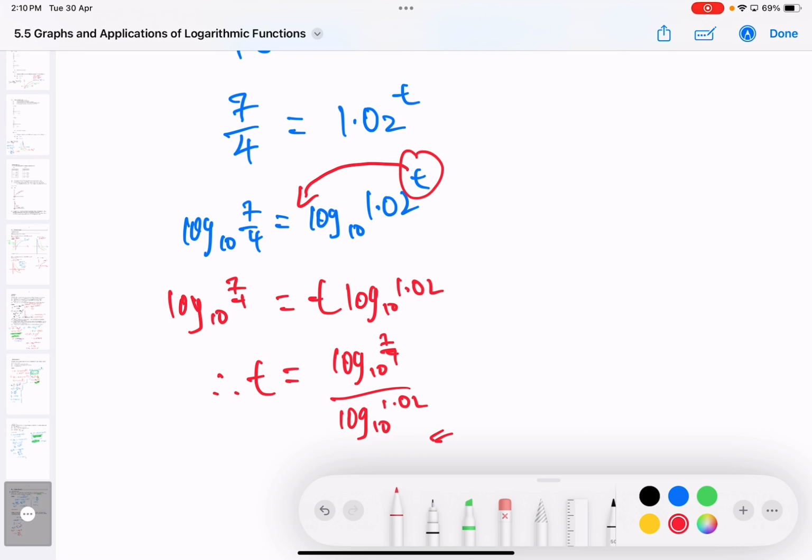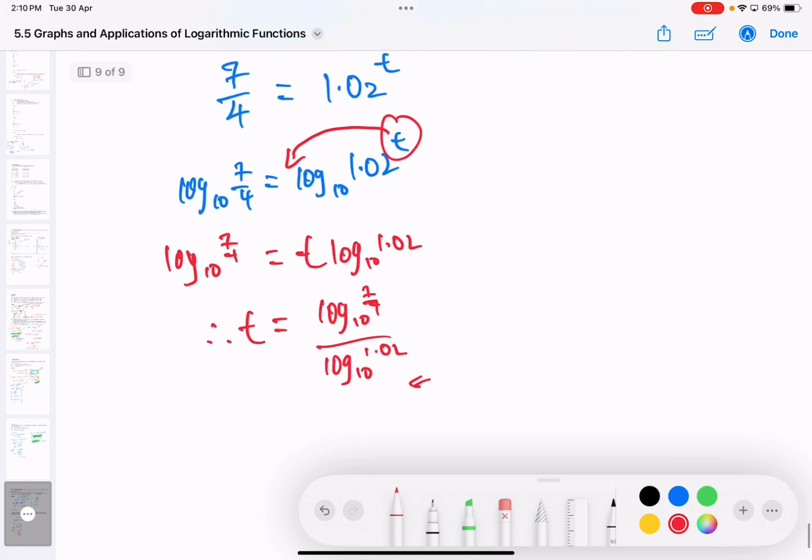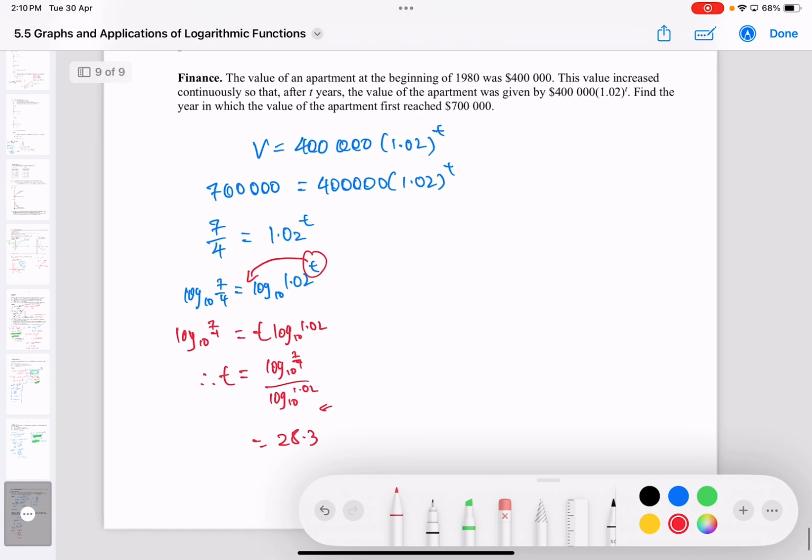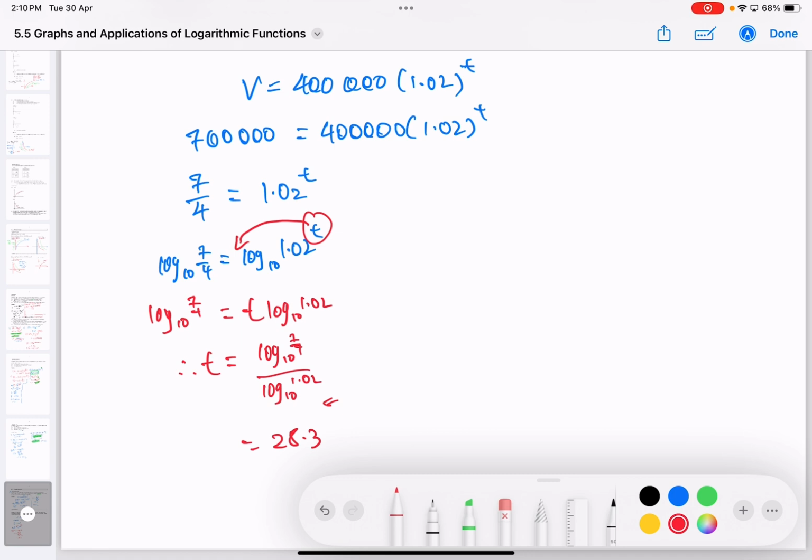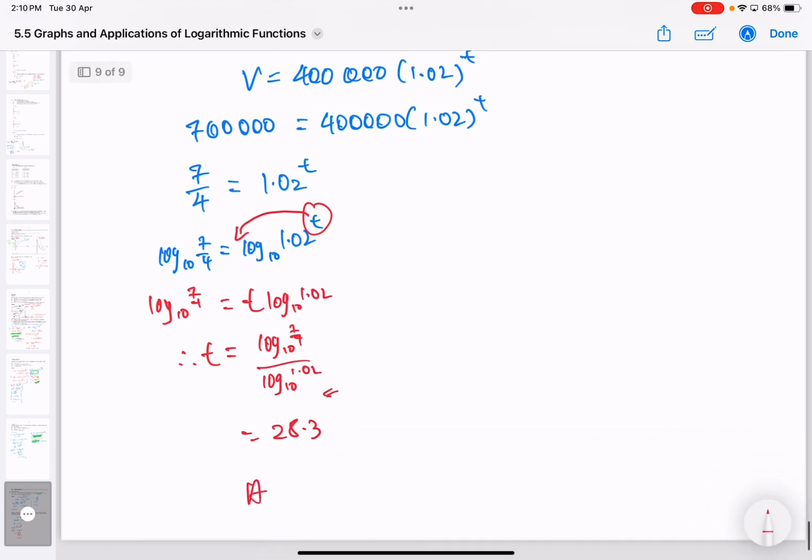Okay, that's good. I think some of you got the answer already. Yes, 28.3, let's use 3 sig fig. So which year is it going to be? 1980 plus 28.3, that means it's 2008. So the answer is 2008. Okay, is everyone okay with this? Still surviving, still alive?